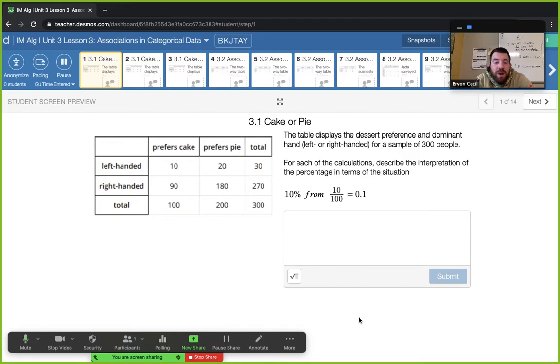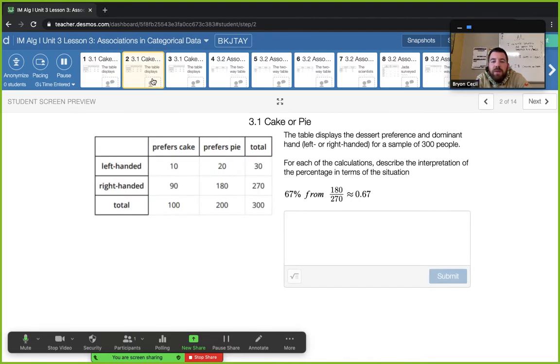Okay, let's just jump right in. 3.1, we're talking about cake or pie, and we need to describe the interpretation of the percentage in terms of the situation. We get 10% from 10 over 100, which gives you 0.1. Just remember that they sampled 300 people, and so when we see this 10 out of 100, what that means is that 10% of the people who preferred cake are left-handed. We have the 10 here out of the total, which is 100. So 10% of the people who prefer cake are left-handed.